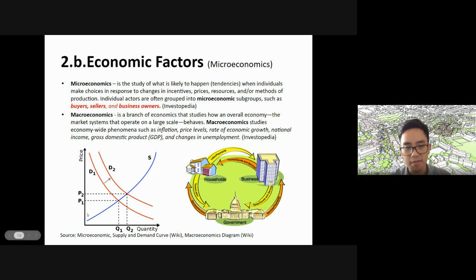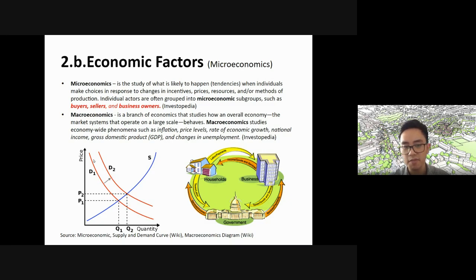So if supply is going up, price goes down, and if demand goes up, price also goes up, but if demand goes down, price goes down as well. And in this graph, we'll go into it a bit further in the next slide, you can see how demand moves.